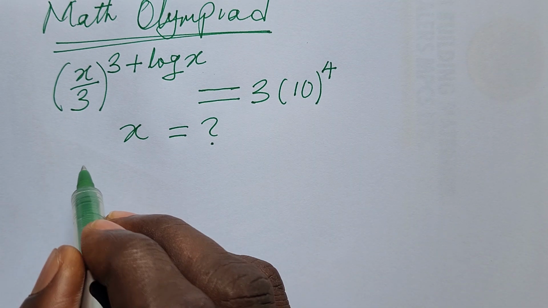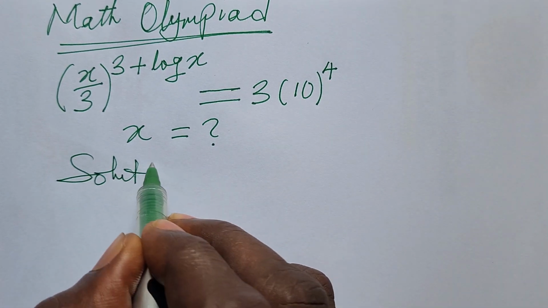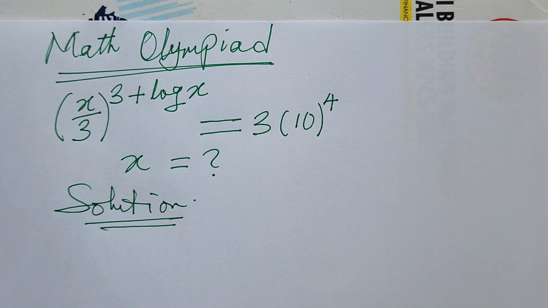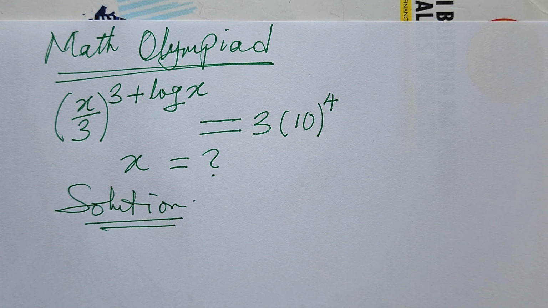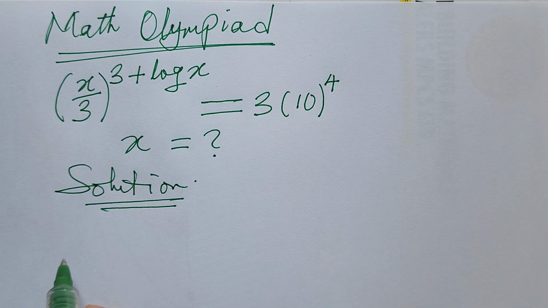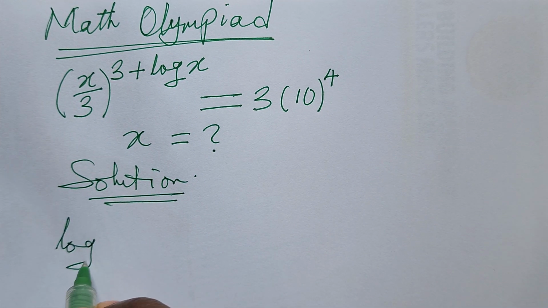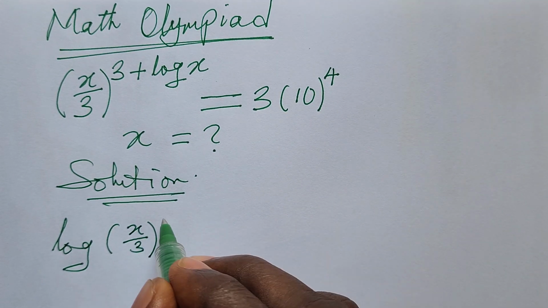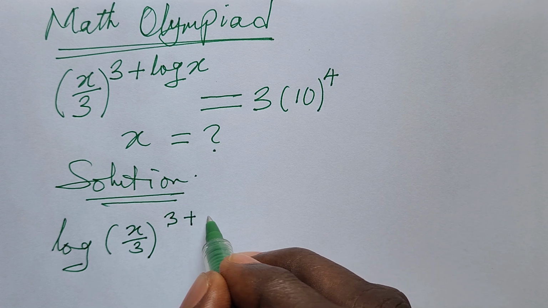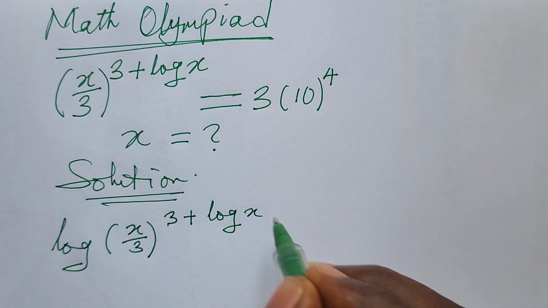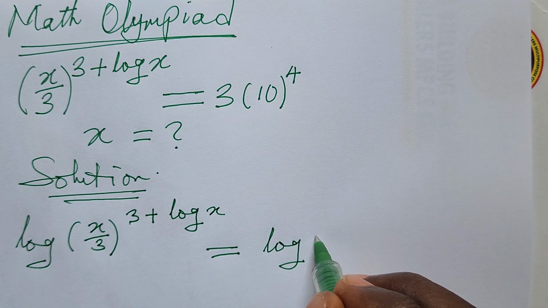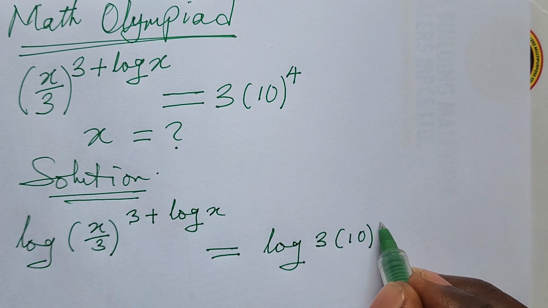So we take first thing first, the question. What I'm going to do here is to take the log of both sides of the equation, and the base we're going to take is base 10. So we're going to take this side to be log of (x/3)^(3 + log x), then everything equal to log of (3 × 10)^4.